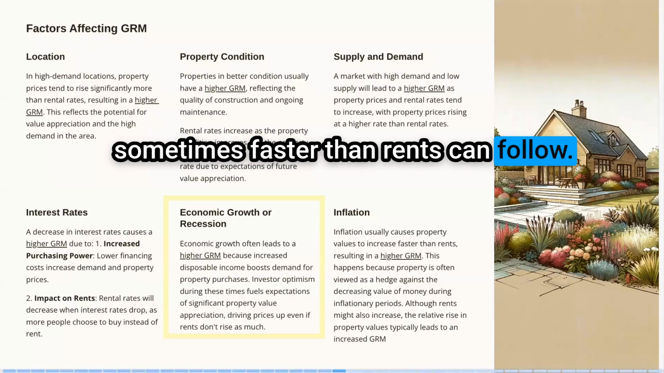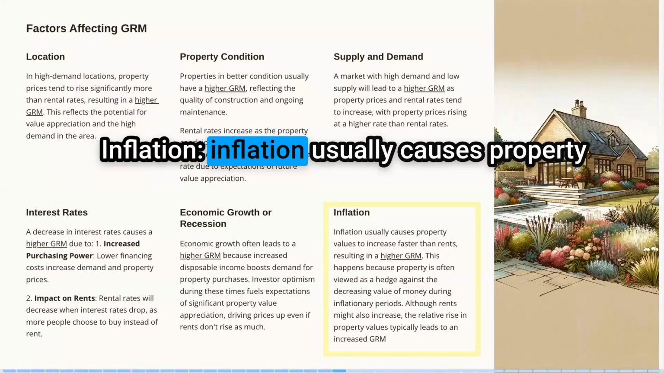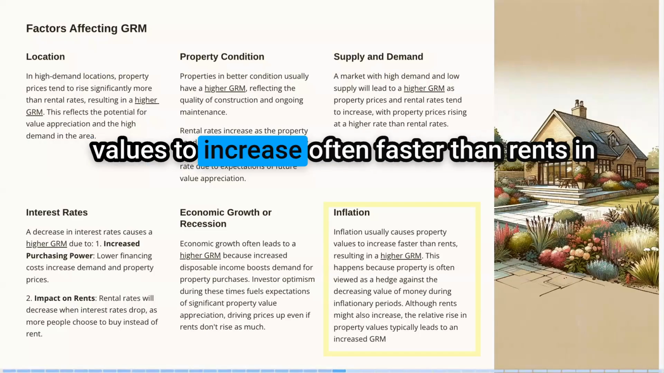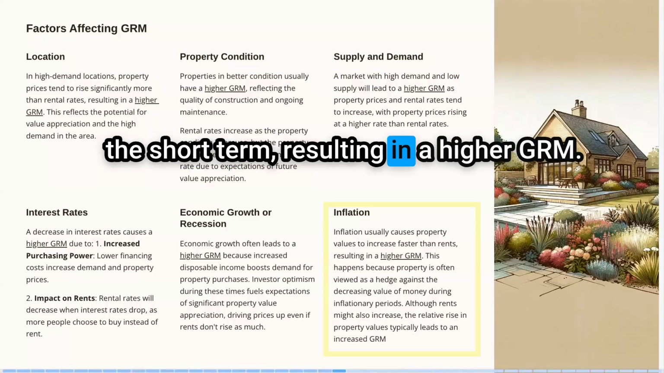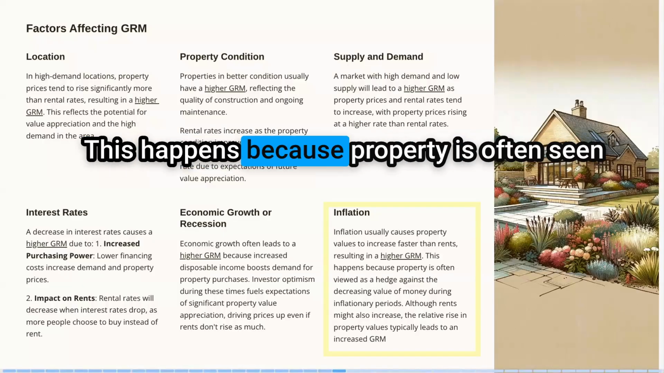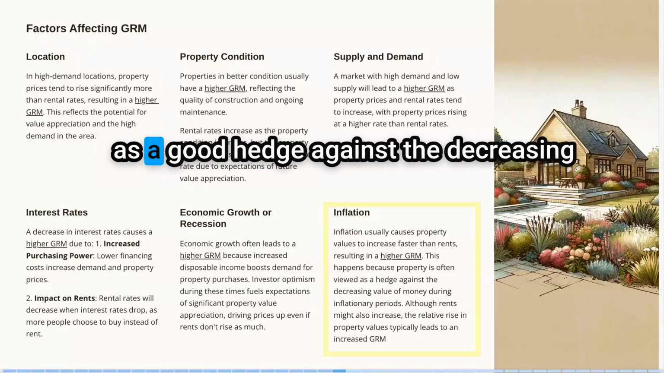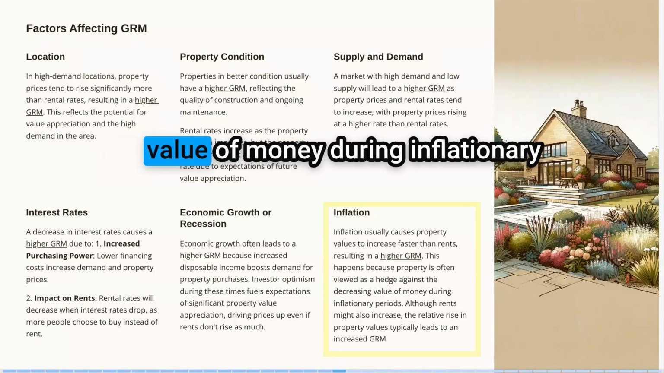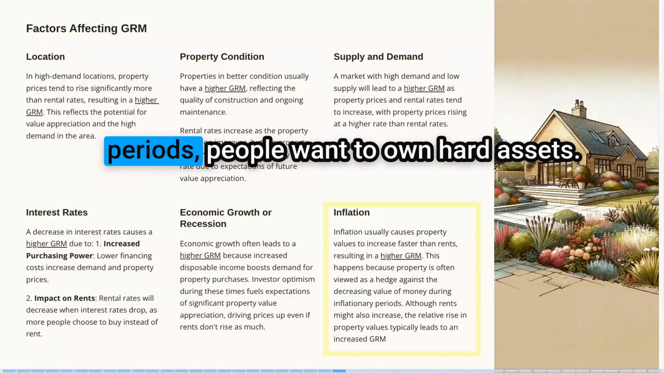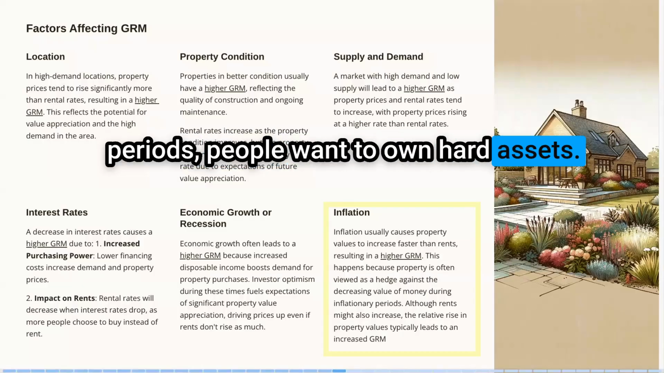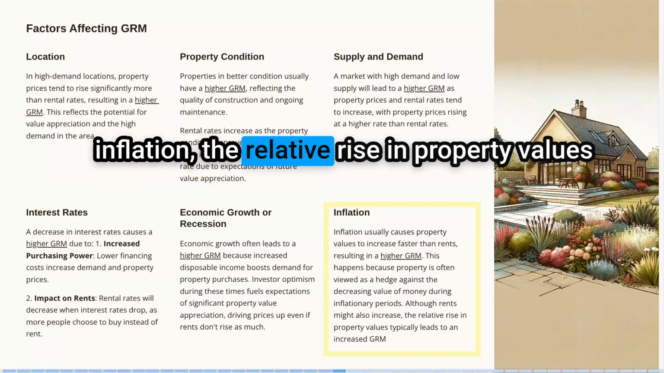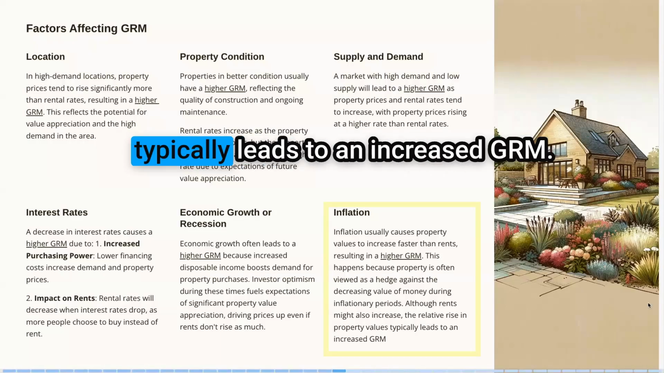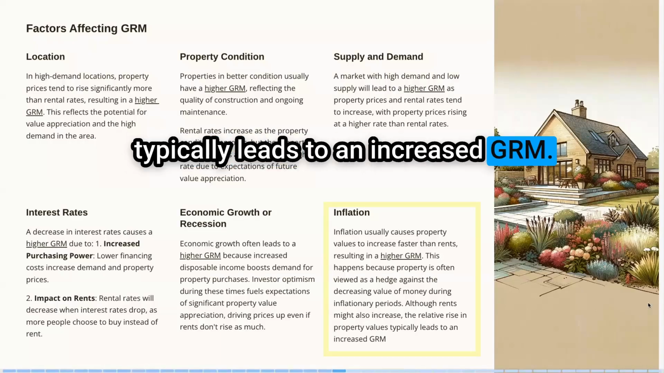Inflation. Inflation usually causes property values to increase, often faster than rents in the short term, resulting in a higher GRM. This happens because property is often seen as a good hedge against the decreasing value of money during inflationary periods. People want to own hard assets. Although rents might also increase with inflation, the relative rise in property values typically leads to an increased GRM.